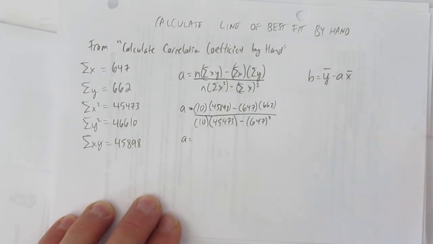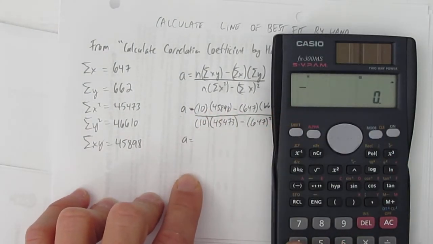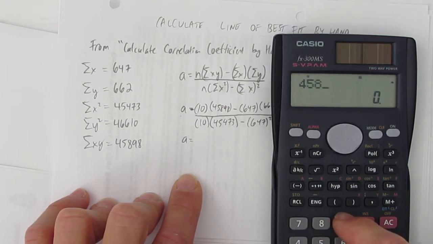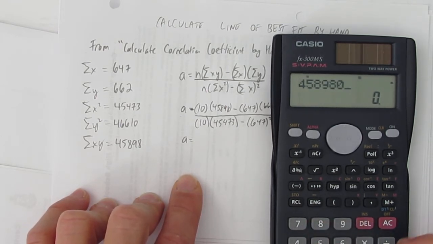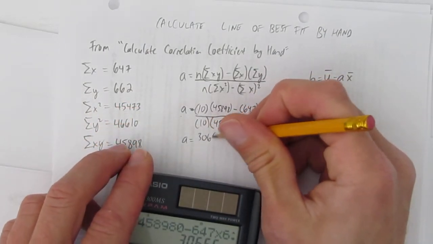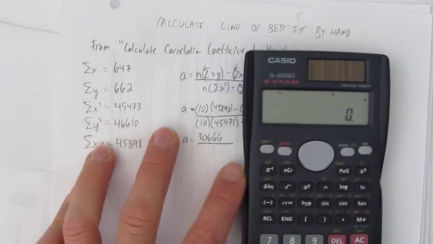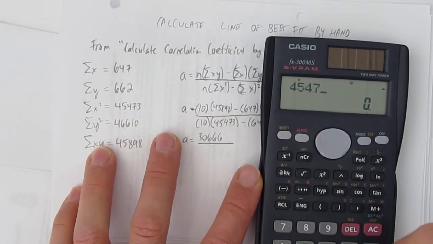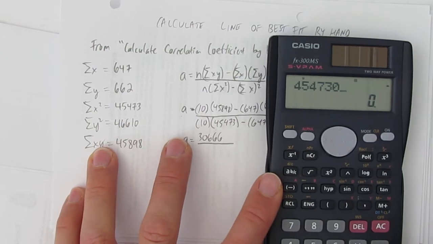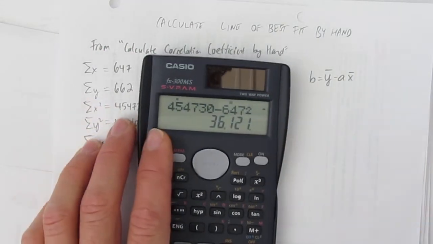Let's calculate everything on top all at once. Let's go 10 times that. That's easy. It's just 45,898 and add on a 0. That's what happens when you times by 10. Minus 647 times 662. And you get 3,666 all over. On the bottom, we have 45,473 times by 10. You just add a 0. Minus 647 squared, and you get 36,121.